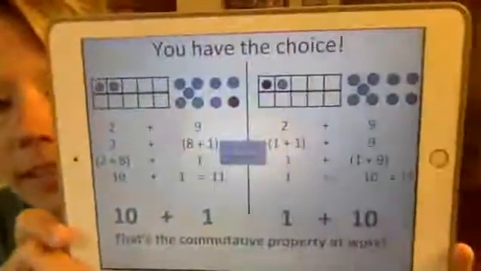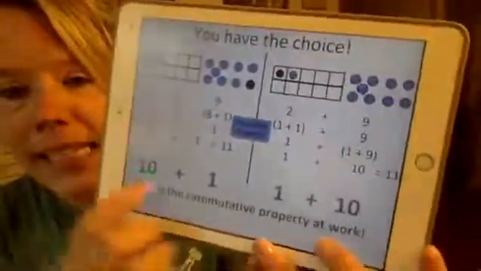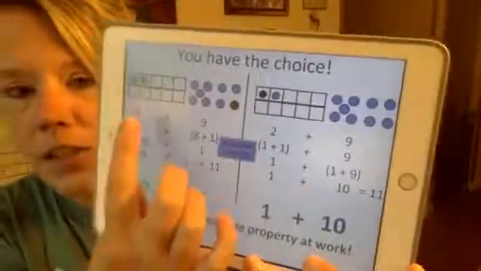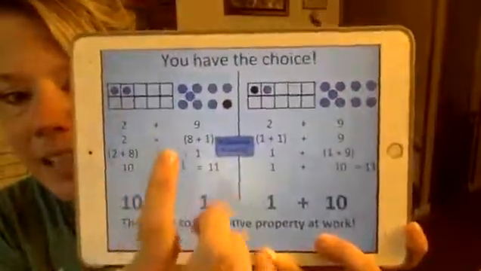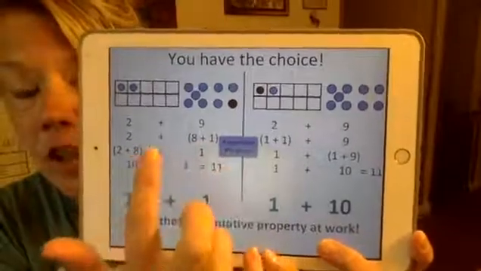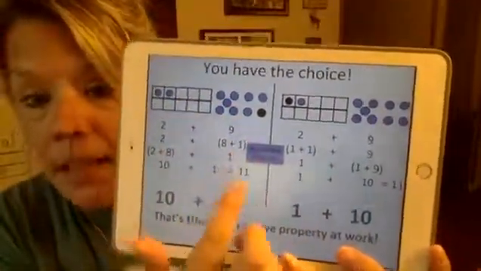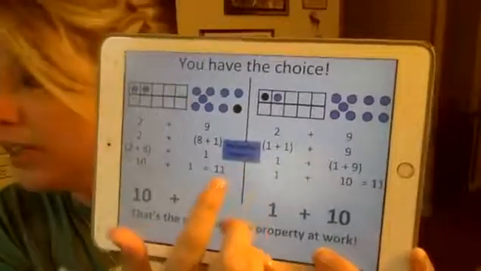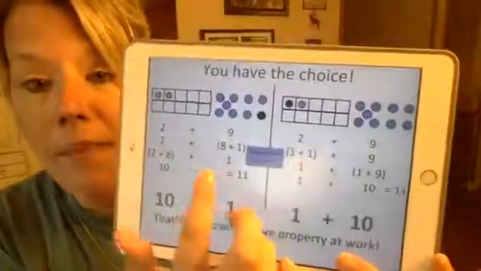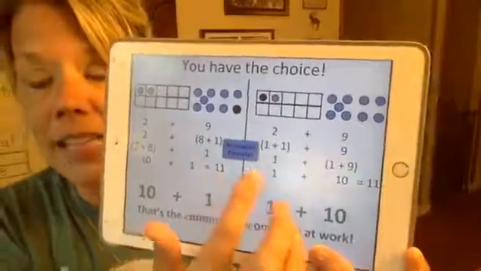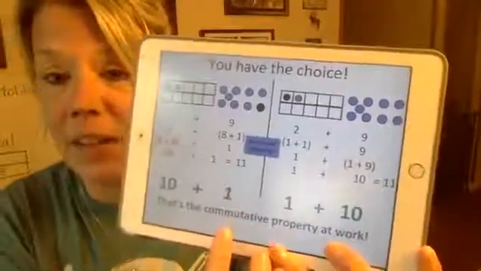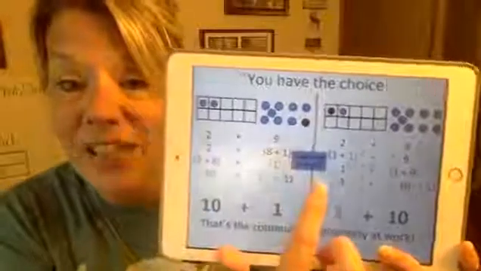So let's take a look at the next screen. You have the choice. So I can say 2 plus 9 is the same as 2 plus 8 plus the 1. Then I can see that I have 10 plus 1, and that has the same value as 11. Or I can see that a different way. That's the beauty of the associative and commutative property.